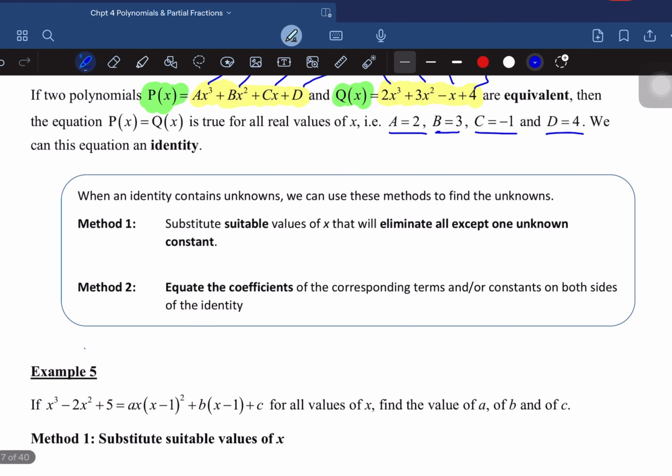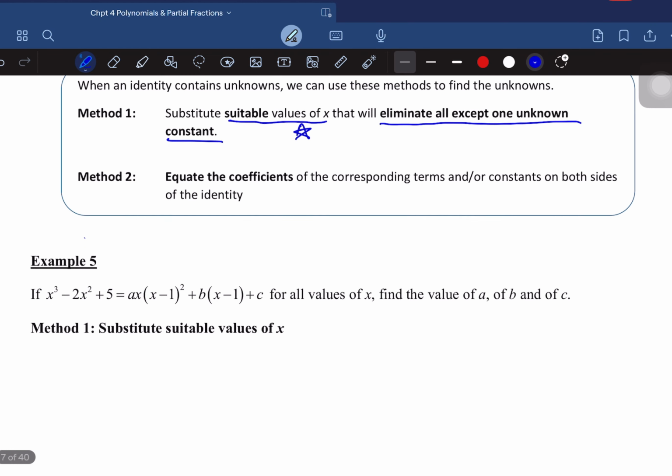So in general there are two methods. One is by substituting suitable value of x. So what values? It will depend on how many brackets of linear expression are there. Then we decide. We will showcase more examples how we apply this and eliminate all except one unknown constant, which means that when we sub values into x, the whole polynomial will only be left with one unknown. That's what it meant. Okay, so let me showcase method 1 first, method 2 in a while.